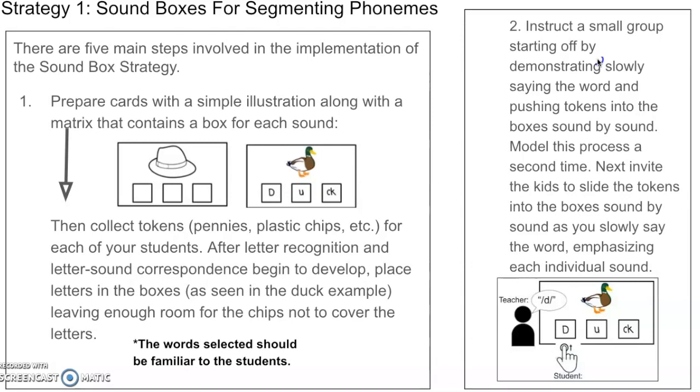The second step, instruct a small group starting off by demonstrating slowly, saying the word and pushing tokens into the boxes sound by sound. Model this process a second time. Next, invite the kids to slide the tokens into the boxes sound by sound as you slowly say the word, emphasizing each individual sound.